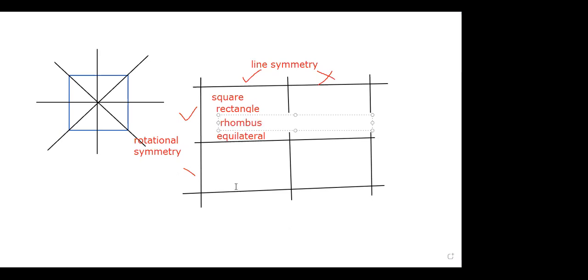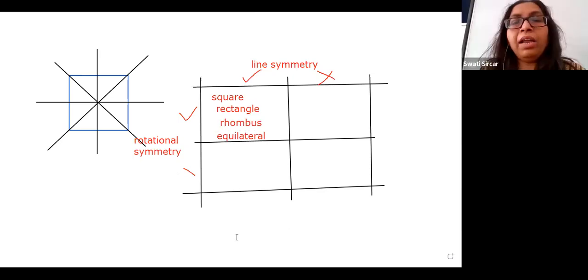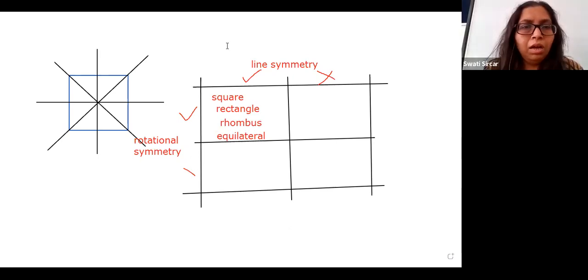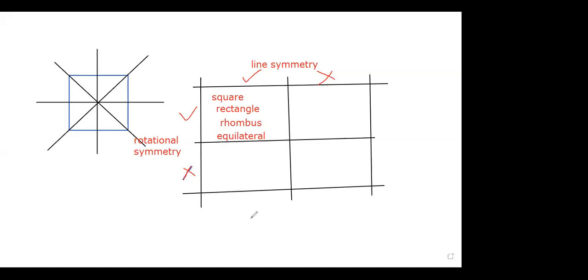Line symmetry. Now, can we think of something which has... Circle, ma'am. Yes, circle also has both. Something which has line symmetry, but not rotational symmetry.